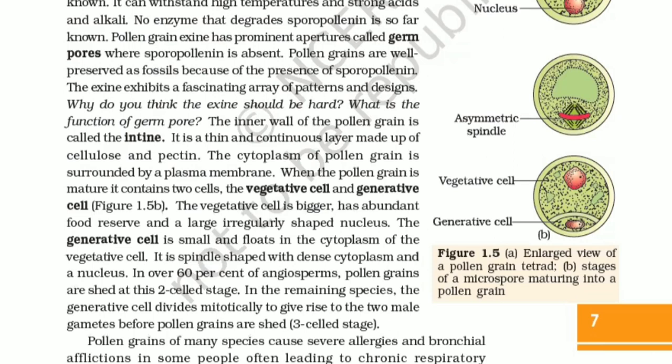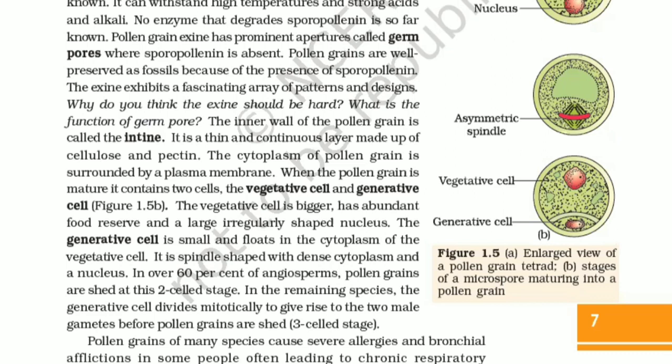The exine exhibits a fascinating array of patterns and designs. Why do you think the exine should be hard? What is the function of germ pore? The inner wall of the pollen grain is called the intine. It is a thin and continuous layer made up of cellulose and pectin.